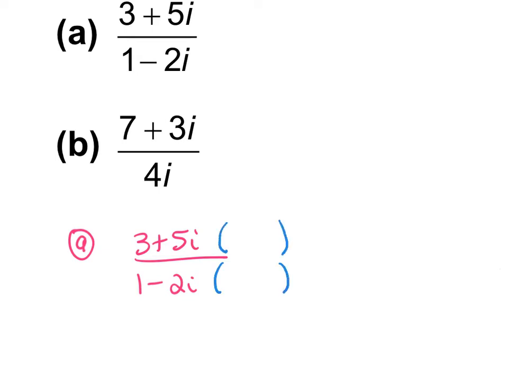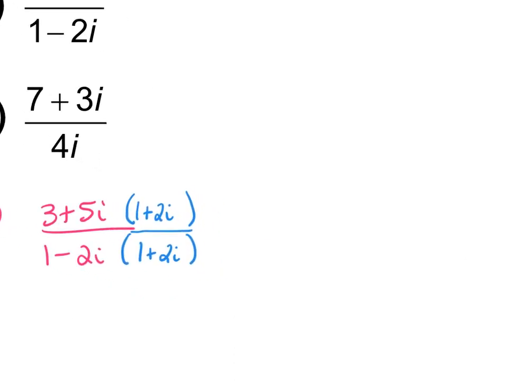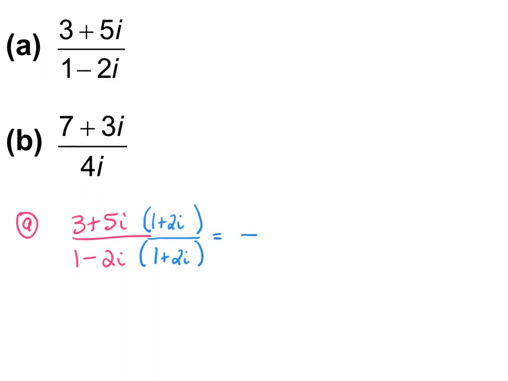First of all, is my denominator written in standard form, the real part and then the imaginary part? Yes. So what is the complex conjugate of 1 minus 2i? 1 plus 2i. In any fraction, what you do to the bottom, you do where? To the top. Now this becomes one big multiplication problem. Let's deal with the denominator first.